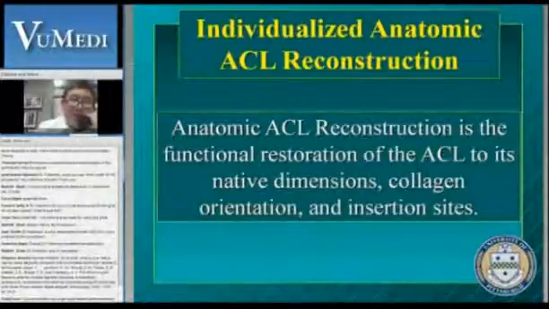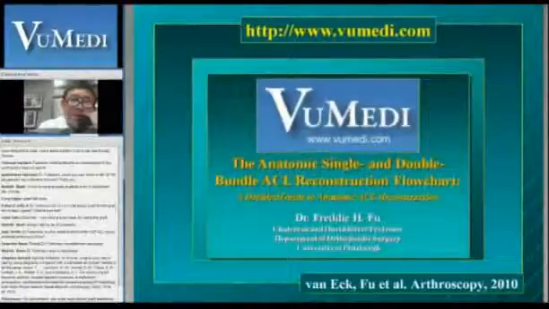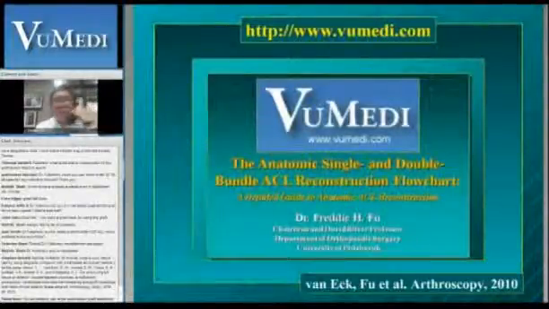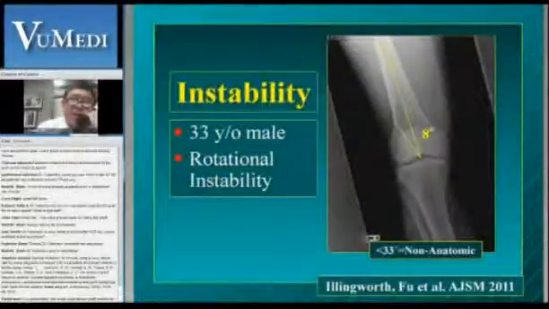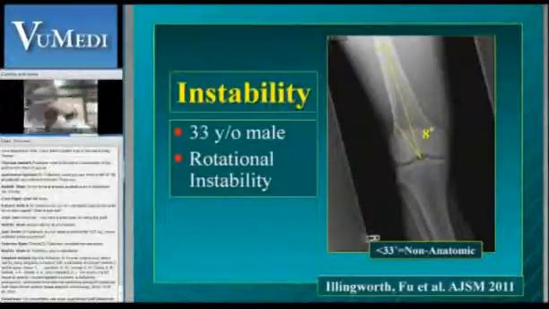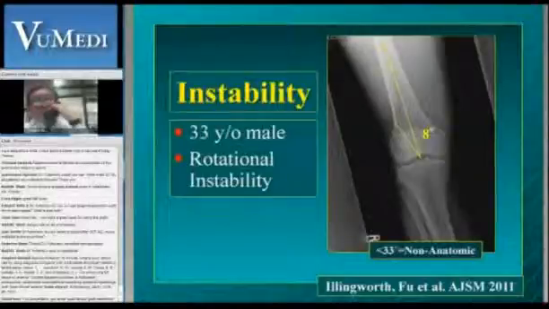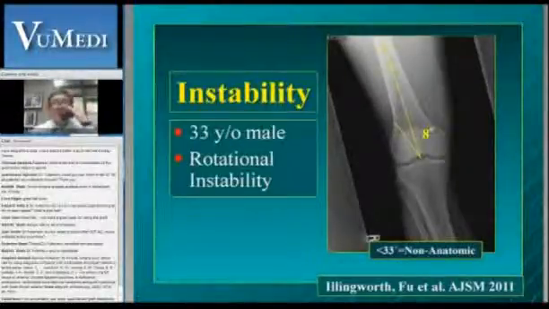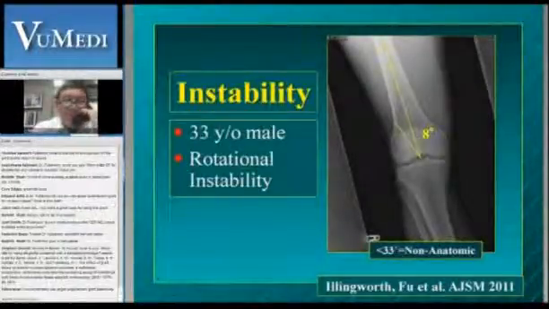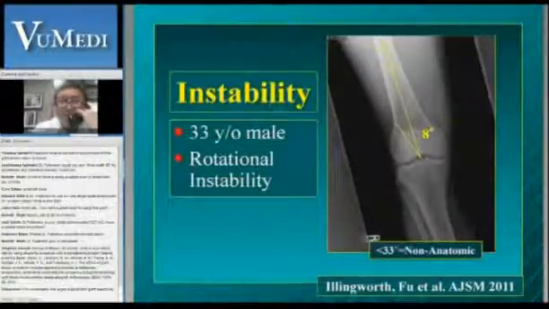Essentially, there's a good Vimedi video on this, on the flow chart. I think everybody should take a look at it. Now, it's very simple nowadays; you can tell quickly whether the ACL is in the right position. This is a paper, AJSM, last year. So this patient has an 8-degree measurement, which is very anatomical, a very vertical graft. We say that anything less than 30 degrees is probably non-anatomical. So just measure on the AP X-ray, you can see right away.